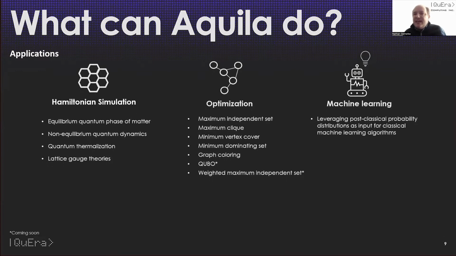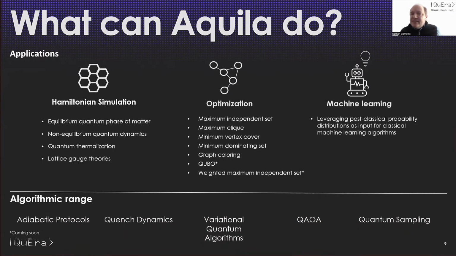So there are a lot of different modalities that you can exploit for designing algorithms in the system as well. You can do adiabatic protocols, very good for producing equilibrium phases of matter, for instance, quench dynamics, variational quantum algorithms, related things like QAOA, quantum approximate optimization algorithms, and also explore things like quantum sampling, all with the same device.